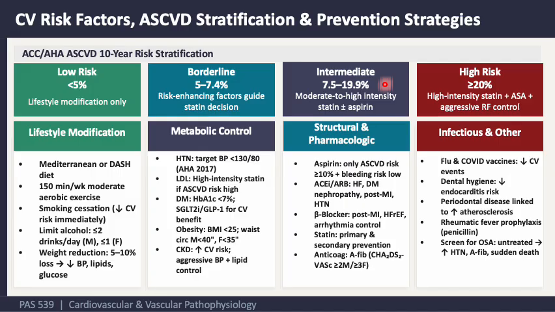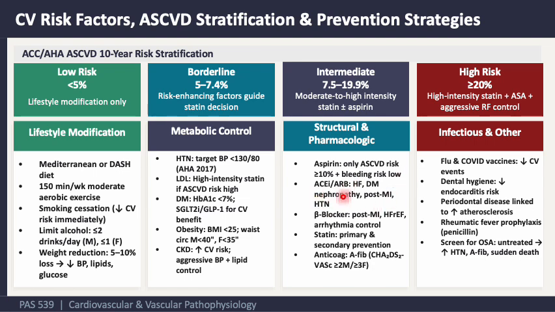Intermediate risk is from 7.5 to 19.9. This is considered moderate to high intensity statin and aspirin for their treatment. You want to consider that. The approach would be structural and pharmacological. So an aspirin, but only if their risk is greater than 10% and the bleeding risk is low.